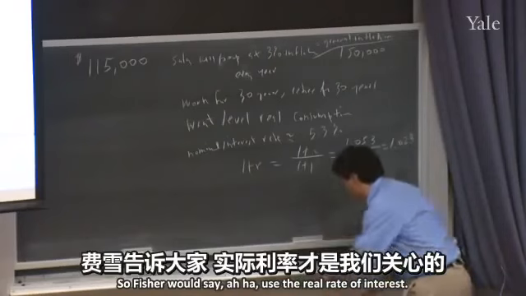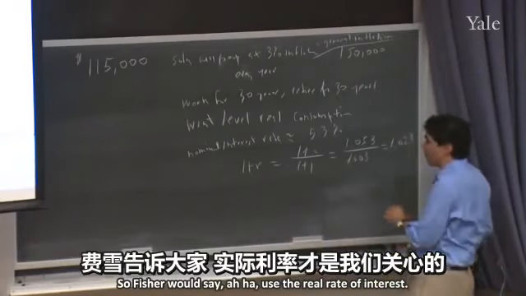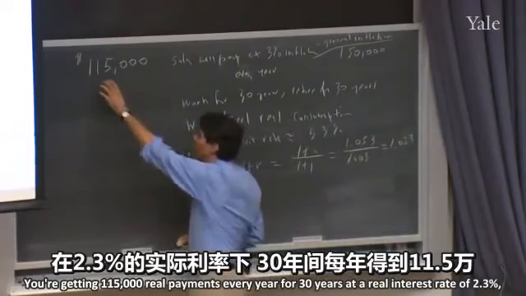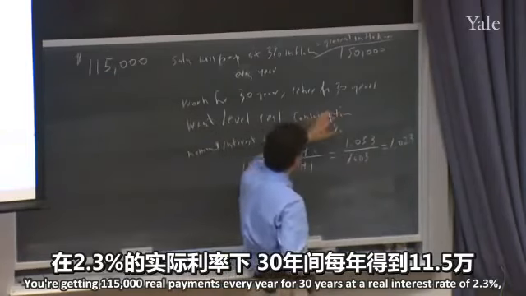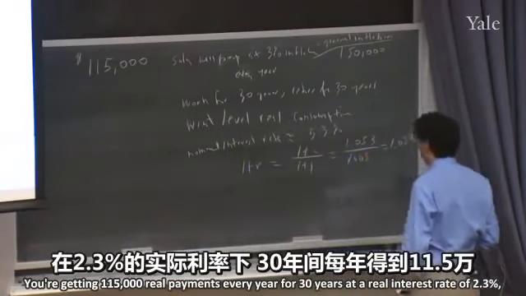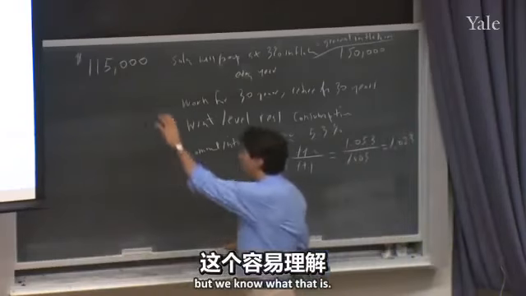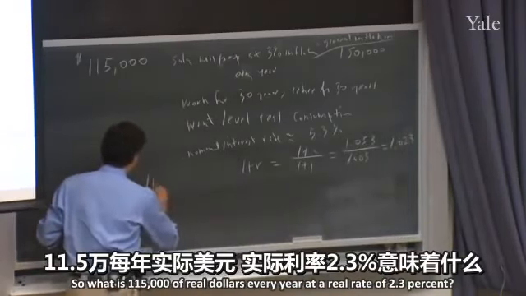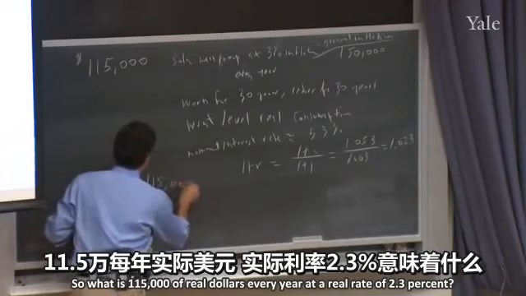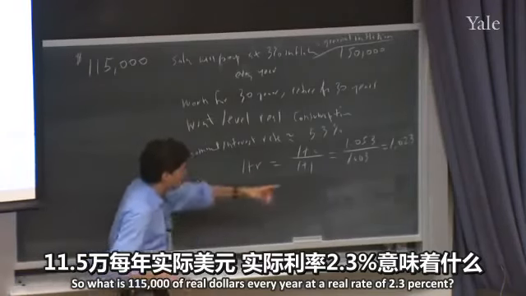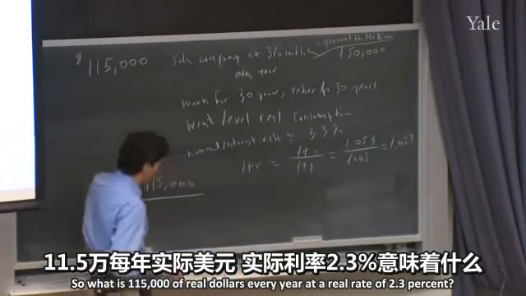So Fisher would say, aha, use the real rate of interest. You're getting 115,000 real payments every year for 30 years at a real interest rate of 2.3%. But we know what that is. So what is 115,000 real dollars every year at a real rate of 0.023?